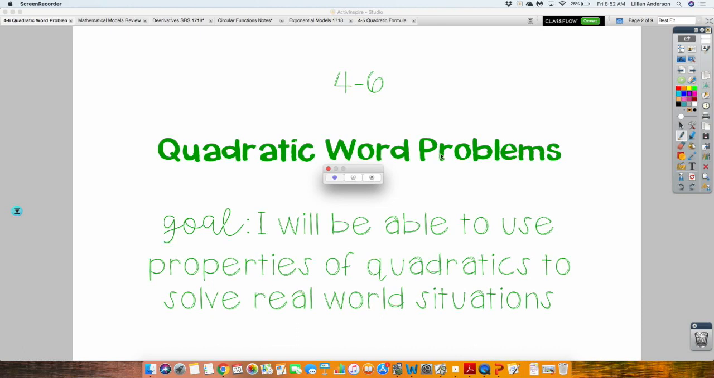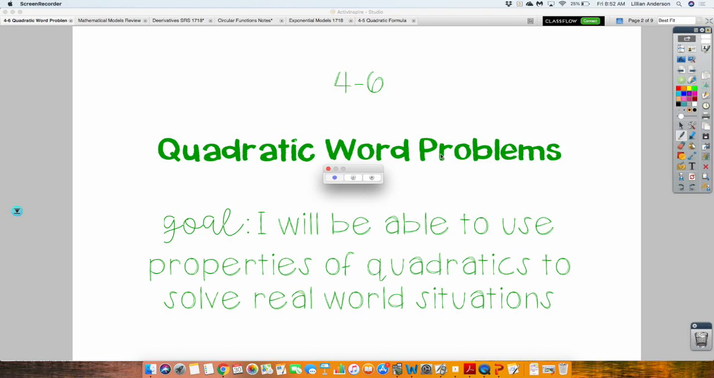Quadratic word problems. We're going to be taking the properties of quadratics to solve real-world situations. We know how to find the vertex of a quadratic, right? What's the formula we use? To find the vertex of a quadratic, what's the formula we use? Negative b over 2a. That tells us the x-coordinate of our vertex.